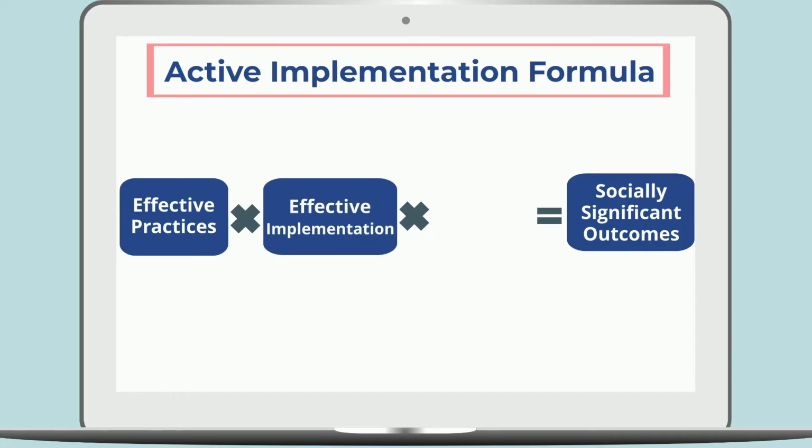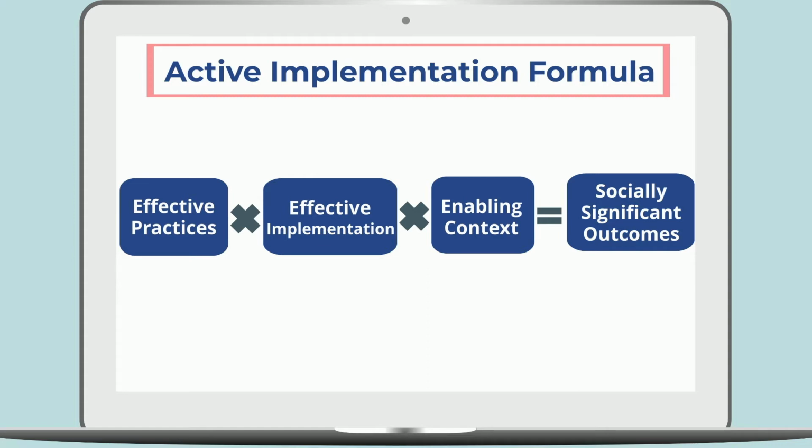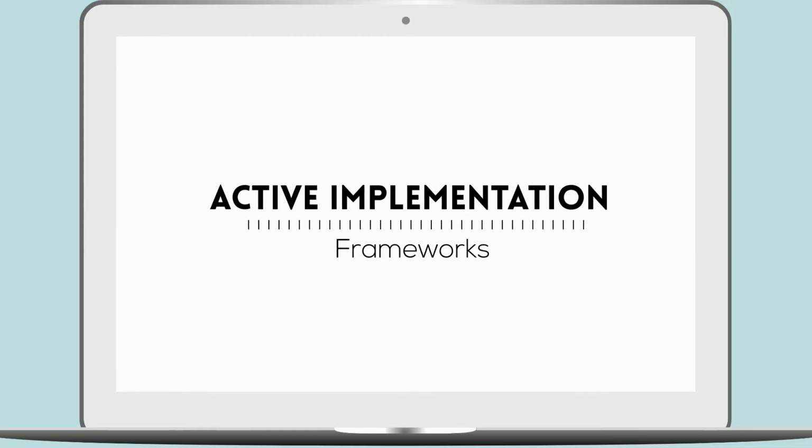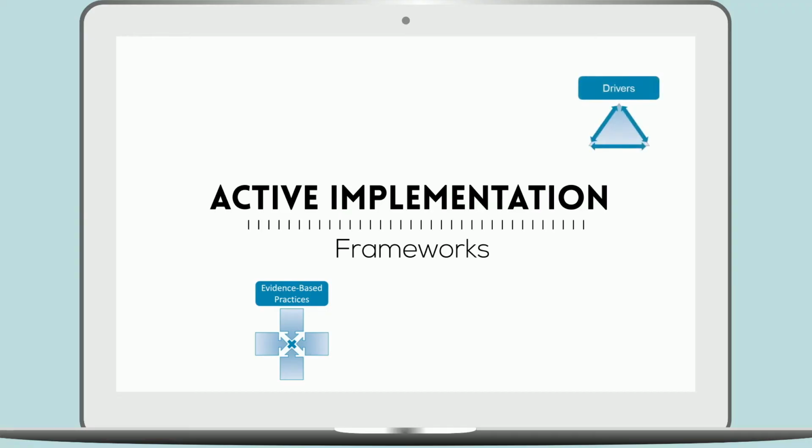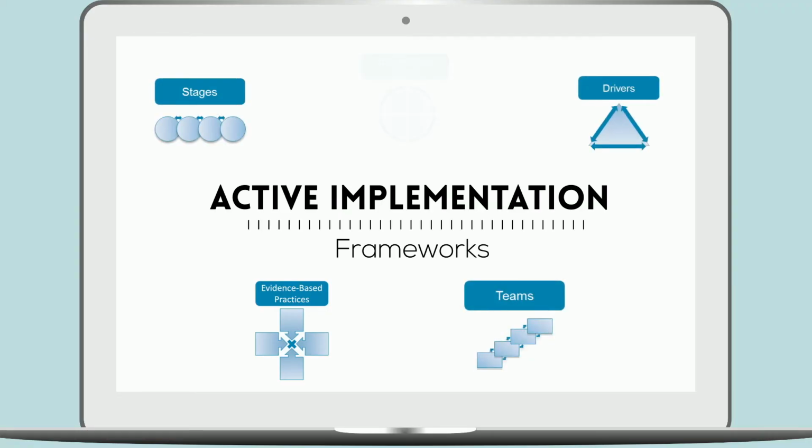Along with effective instruction, we need effective implementation. Teachers and staff need support to be able to use effective instruction. The final factor is enabling context, which refers to the environment and setting needed for effective instructional practices to be used well. The active implementation frameworks outline the necessary tools and activities for the 3 factors required for successful outcomes.